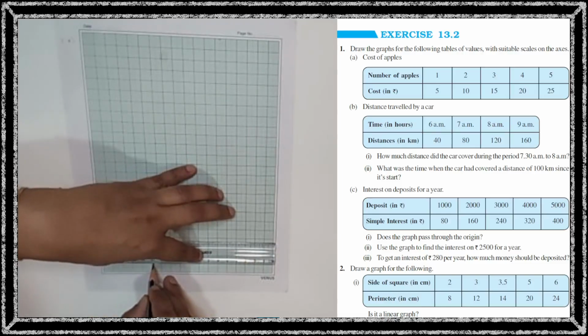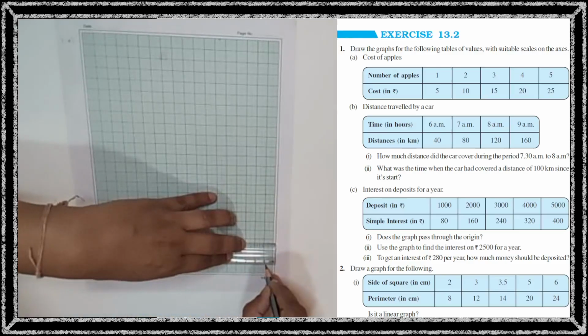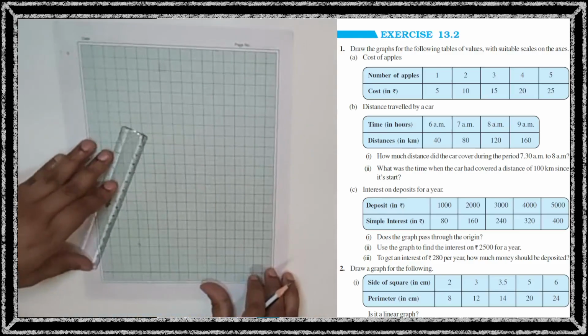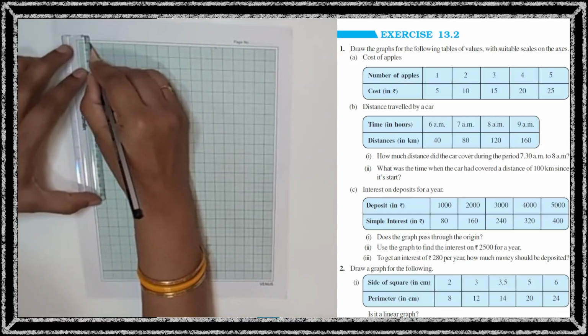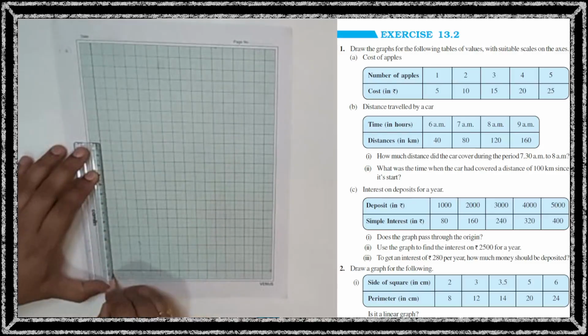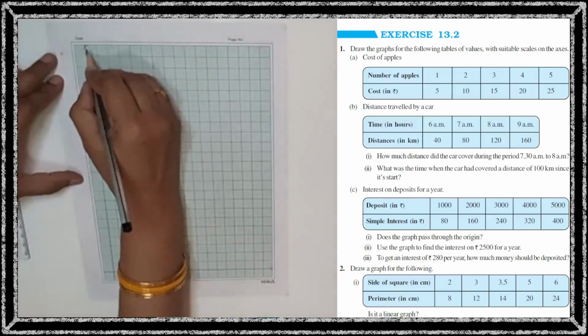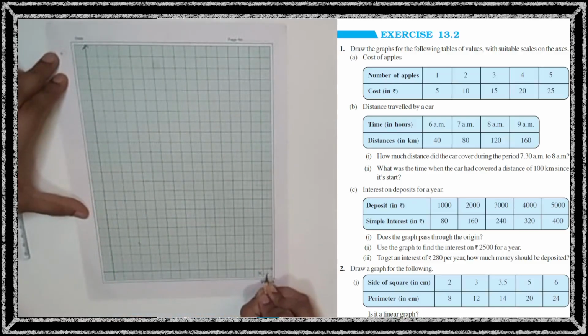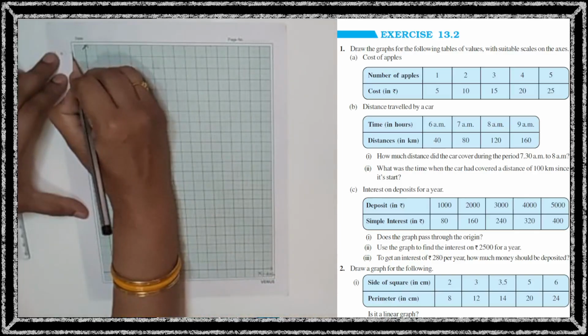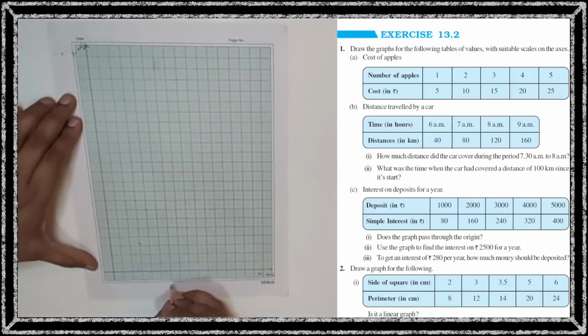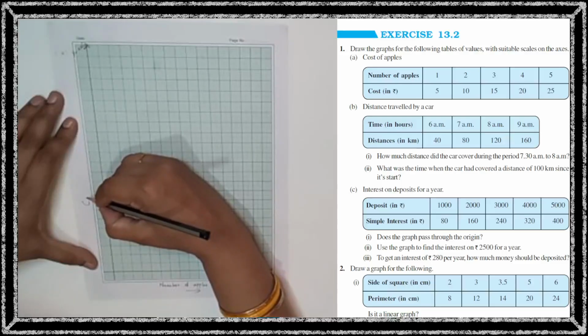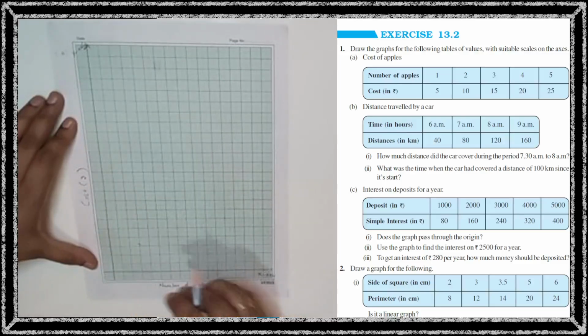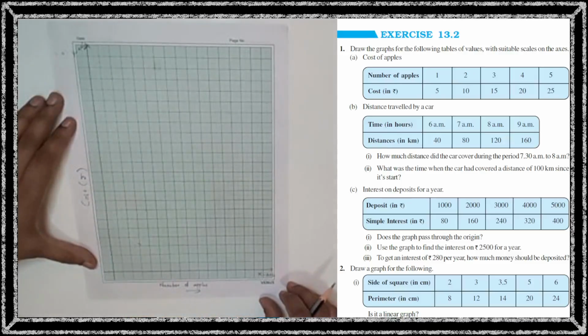So first let me draw the x-axis and y-axis. Like I said, we have to first decide what I have on my x-axis and what is on my y-axis, right? So number of apples is going to be on my x-axis, so I'm going to write number of apples here. Since it is a number, there is no unit to this. And then on the y-axis, I have cost in rupees.